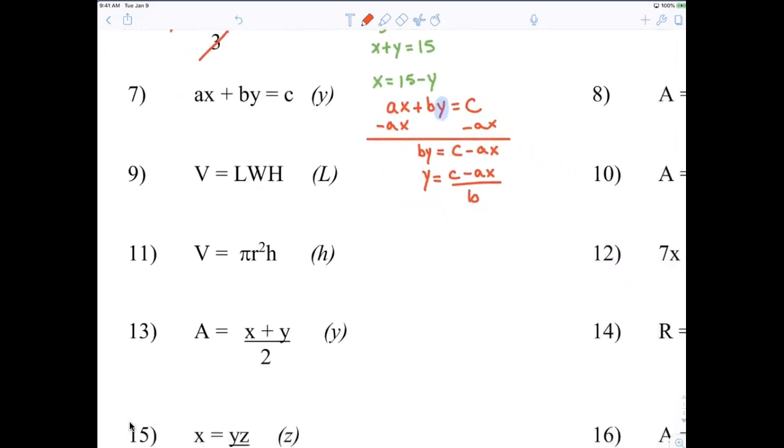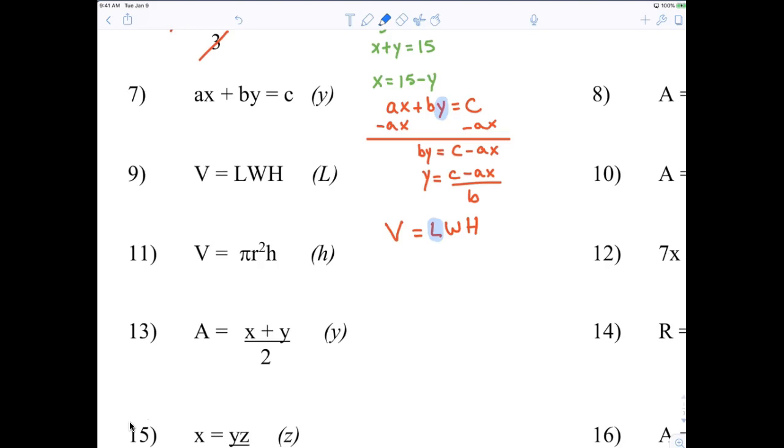Now let's take a look at number 9. V equals LWH. Come on, Sassy. What do I have to do? First of all, what am I solving for? What letter? L. Okay, now honestly, listen to me and try to hear what I'm saying. You just have to tell me how all that's attached. So how do I undo multiplication? That's how easy. What am I dividing by? I'm solving for what? Yes, there you go.